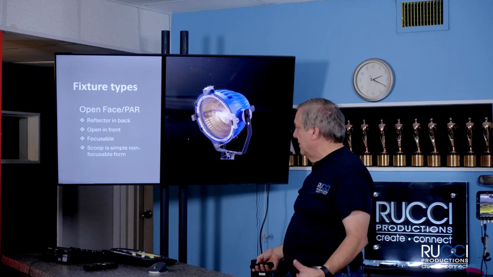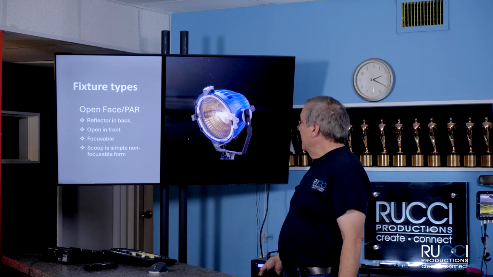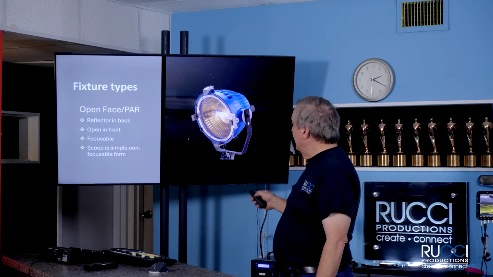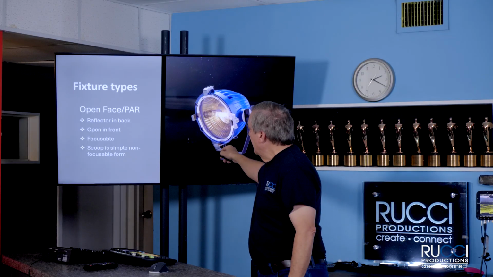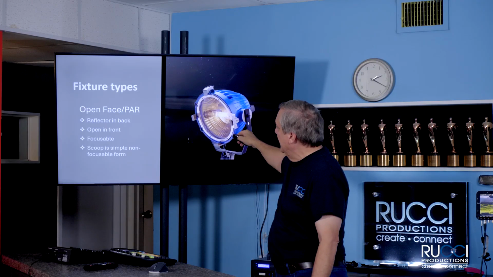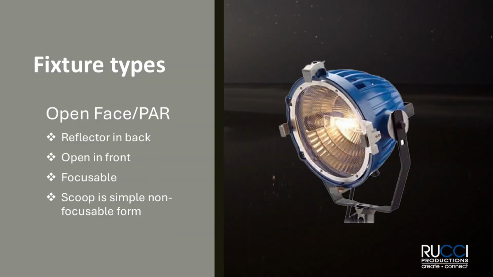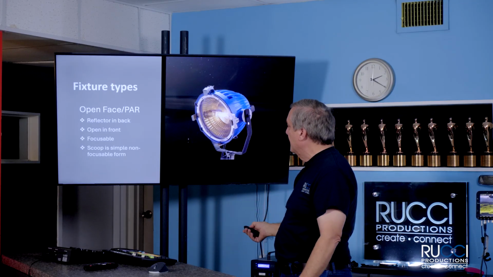The next level would be what we call an open face light. And that has a reflector in the back and then the light source, but the front of it's open. There's kind of a protective wire screen here, but it doesn't have to be there. It's just open. Most of those are focusable, which is there's a spot flood in the back, and you can get a narrower or a wider beam. There are some that are just called a scoop that's just not focusable, super simple.